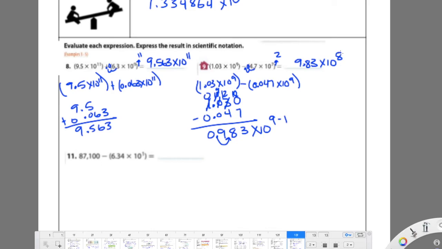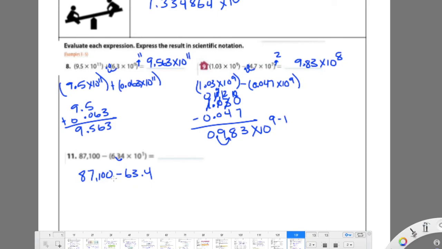Okay, so let's look at this last piece here. We have 87,100 minus 6.34 times 10 to the first power. So I moved this over 1. So I could just move this over and take it out of scientific notation, like this. So now it's not in scientific notation anymore. It's 63.4. And I can subtract these and then put it back into scientific notation.